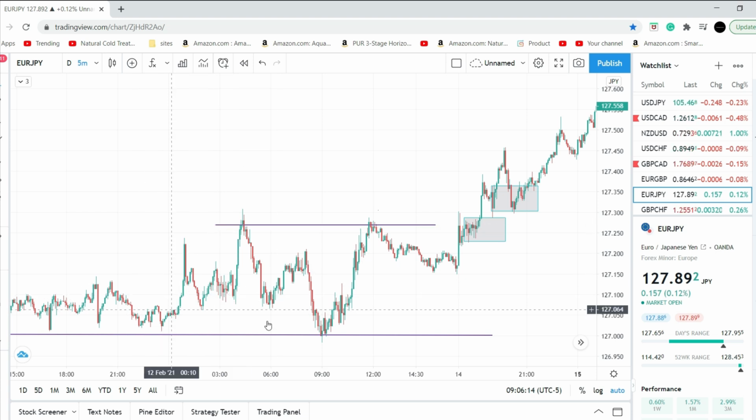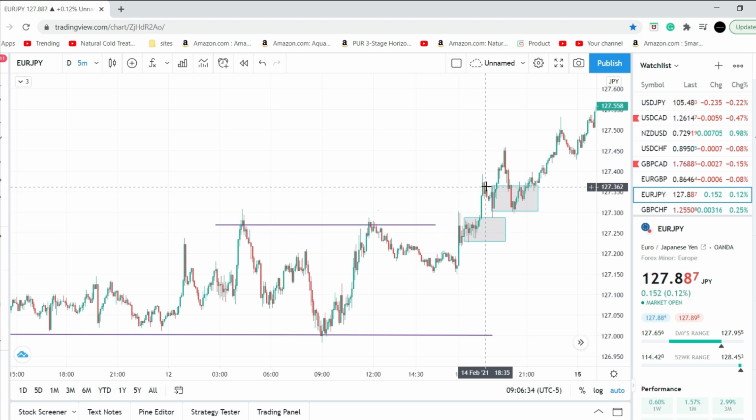So look at this example right here. We have the market ranging. Let's say that you were playing this range, selling the tops, buying the bottoms. Now, let's say that you started to sell this top right here, but the market stopped you out.